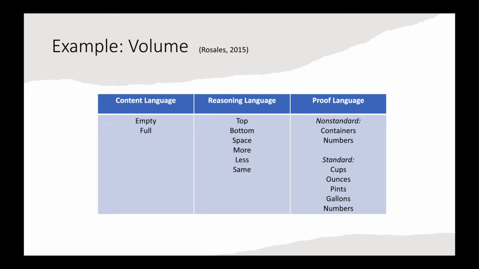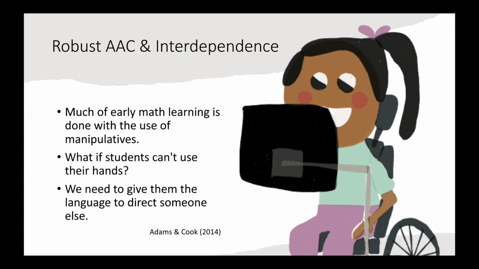We have to be really intentional about what words we are going to model, what words we're going to teach our students. And I really like this framework from Alan Rosales because it gives us an idea of some of those words that we need to be showing our students during these activities. And we also have to make sure that those words are in their system. They have to have access to those words. When we give our students access to these words, when we teach them how to use them, and these words exist within their robust AAC, we are also supporting the idea of interdependence for disabled students.